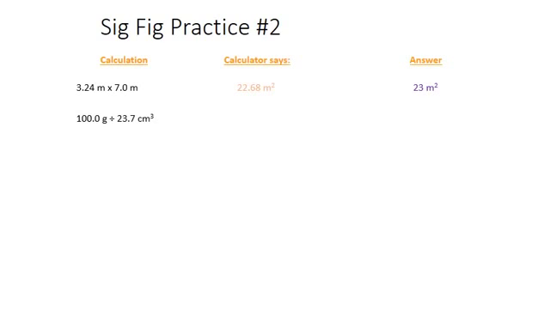With the next one, 100.0 divided by 23.7, how many significant figures should our answer have? Perfect, 3. That's what you would get in your calculator, so we round to 3 places total. We would round to 4.22. The next one, how many significant figures should we report our answer as?